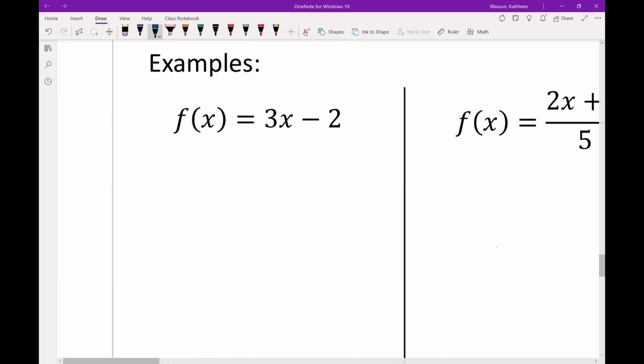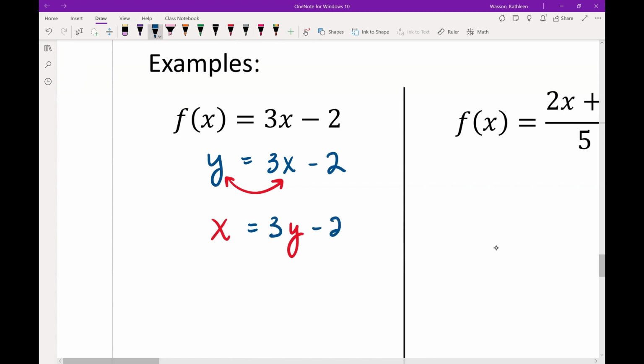First, f of x equals 3x minus 2. Step 1, replace the function notation with y. So instead of f of x, I write y equals. Then, because it's inverse, x and y trade places. So I put the x where the y is and the y where the x is, and I keep the rest of the equation the same.